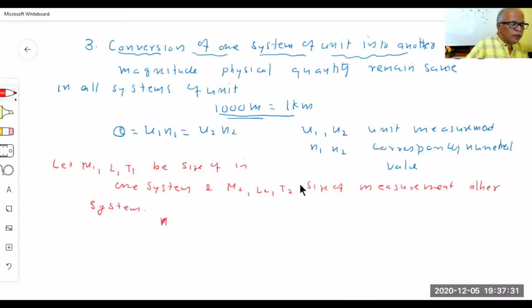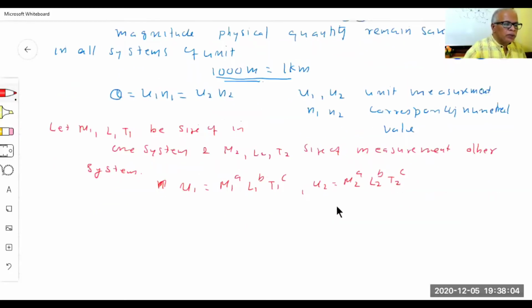Suppose U1 is equal to M1 raised to A, L1 raised to B, T1 raised to C. These are units only. U2 will be M2 raised to A, L2 raised to B, T2 raised to C. Time will not make trouble because they are in seconds.